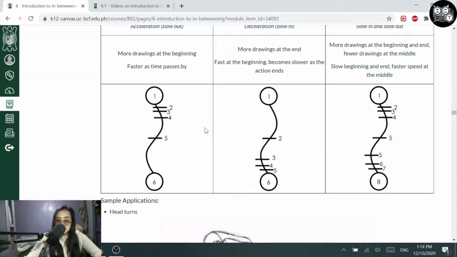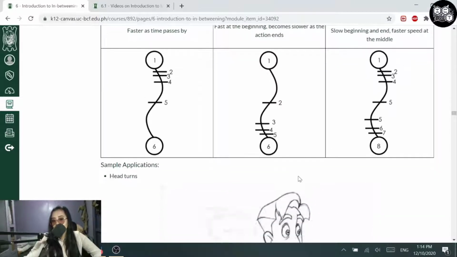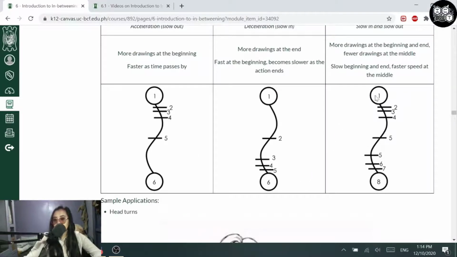Deceleration is the opposite. From a fast movement, it goes slower and slower. So you can kind of see that there are more drawings at the very end compared to the very beginning. The one that we commonly use is slow in and slow out. For slow in and slow out, you start off with slow drawings, and then it becomes faster at the middle. And then once it moves past the middle, it becomes slower and slower again.